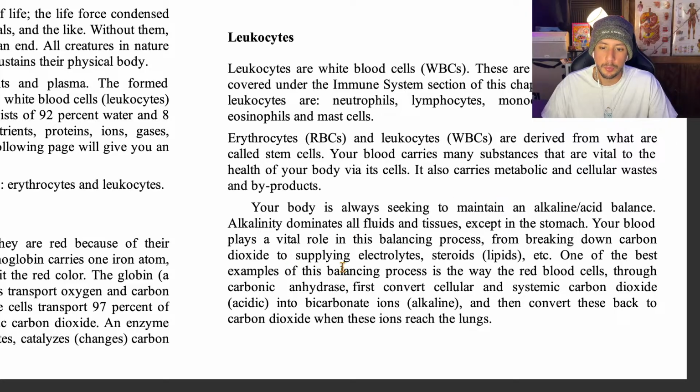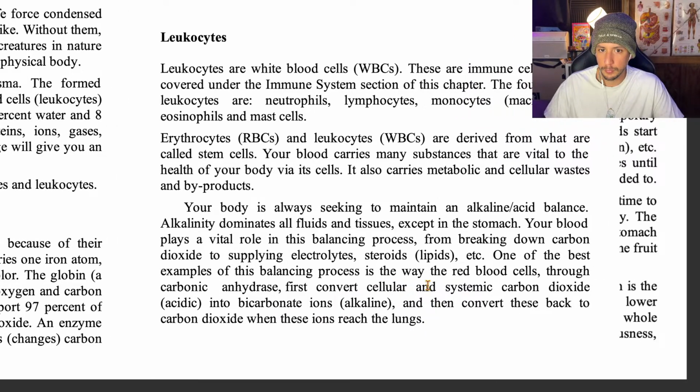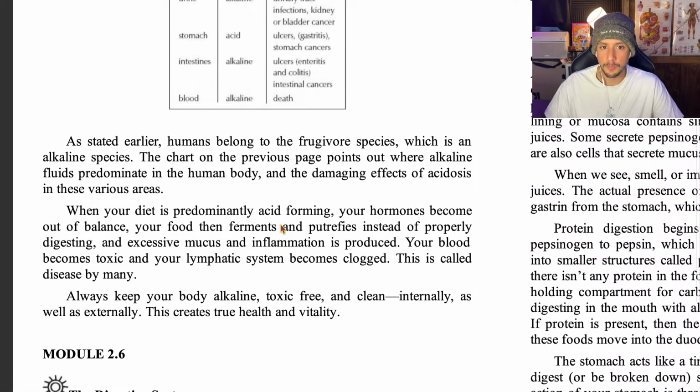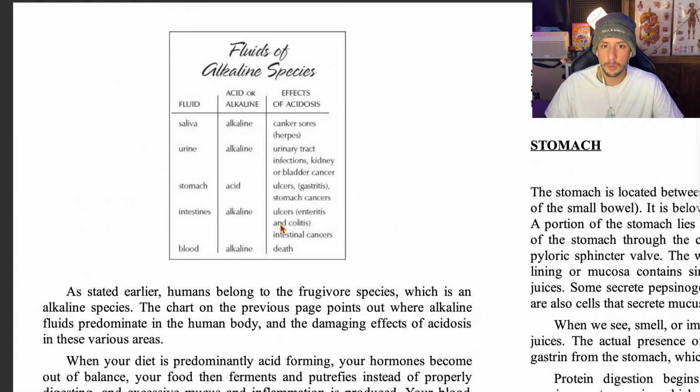One of the best examples of this balancing process is the way the red blood cells, through carbonic anhydrase, first convert cellular and systemic carbon dioxide into bicarbonate ions, and then convert these back to carbon dioxide when these ions reach the lungs. So yeah, that's all part of breathing, but it's very, very beautiful how the body works that way.